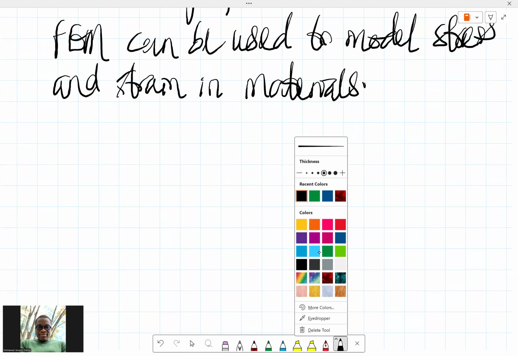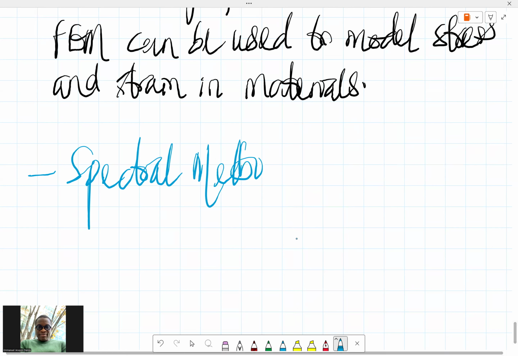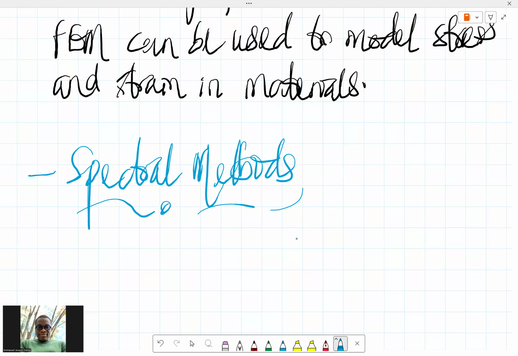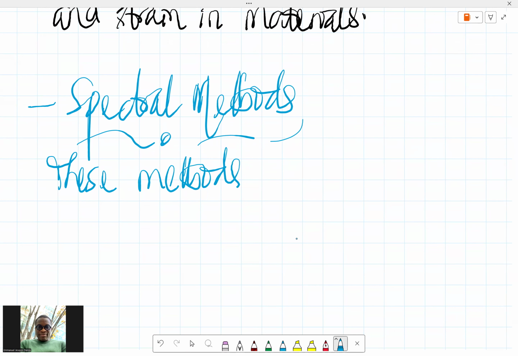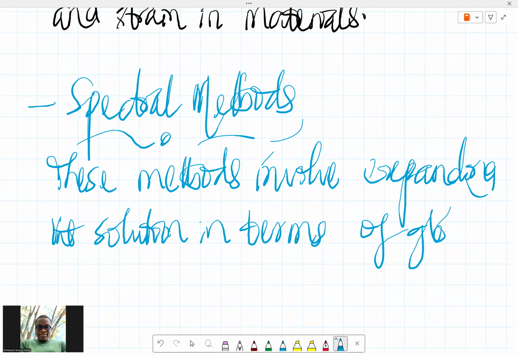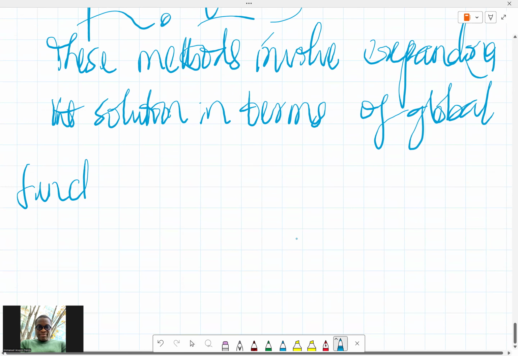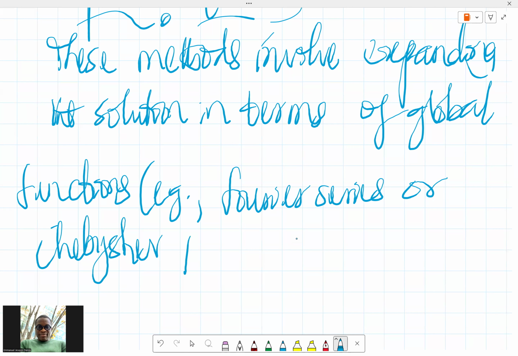We can also have what we call spectral methods, which I'm not going to talk about in this series, because we've touched on it somewhat in other places, but not in this particular dimension. These spectral methods involve expanding the solution in terms of global functions, well-known functions like Fourier series or Chebyshev polynomials.